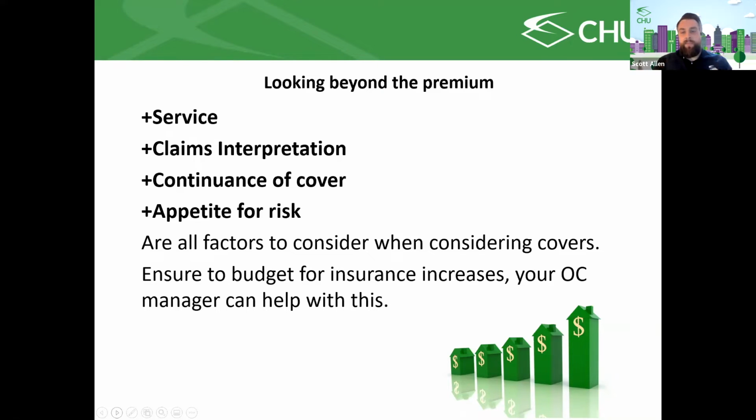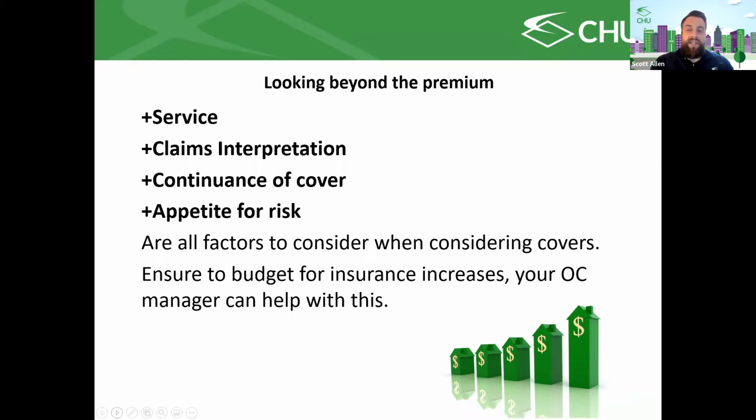How are they going to deal with something that's on the line? Continuance of cover: if you are a slightly more risky building, if you have defects, if you have cladding, are they going to continue to cover you, or are you suddenly out of their risk appetite and they decide not to? Or even if you have a couple of claims, they decide that that's not worth having you still have a policy with them. What's their appetite? Can they do the good, the bad, and the ugly? They're all factors to consider when you are choosing what owners corporation insurance you should go with.